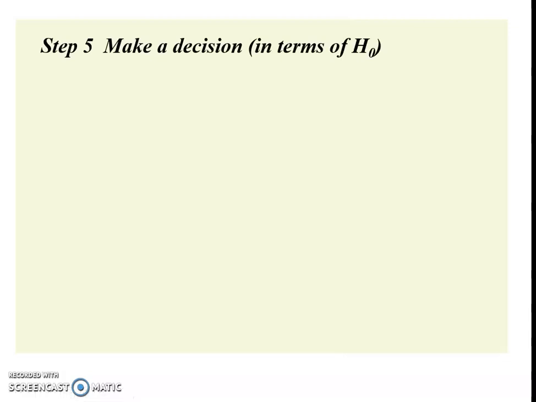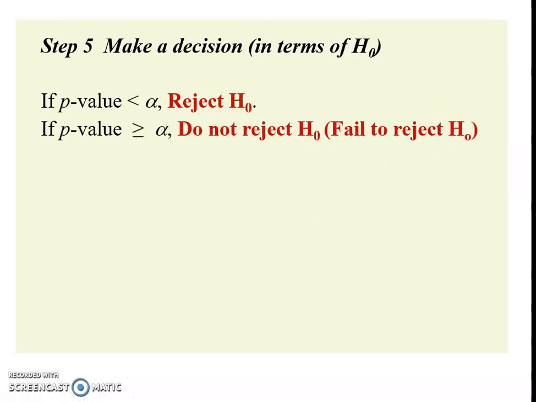Okay, once we determine the p-value, step 5 is making a decision. Please note that we make a decision in terms of the null hypothesis, H null. In particular, as a decision rule, if p-value is less than alpha, the probability that the sample data supports the null hypothesis is very small, so we reject H null. If p-value is greater than or equal to alpha, it means that the sample evidence is large enough to support the claim in H null, so we do not reject H null. Either we say we do not reject H null, or we say we fail to reject H null. Okay, so if p-value is less than alpha, we reject H null, and if p-value is greater than or equal to alpha, we do not reject H null.